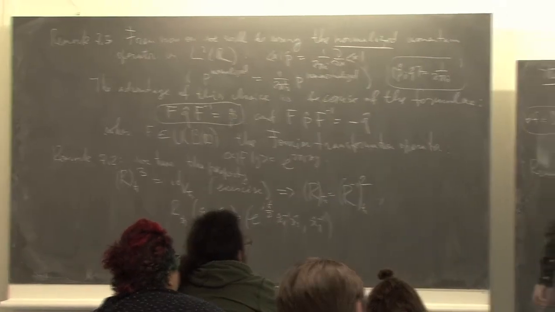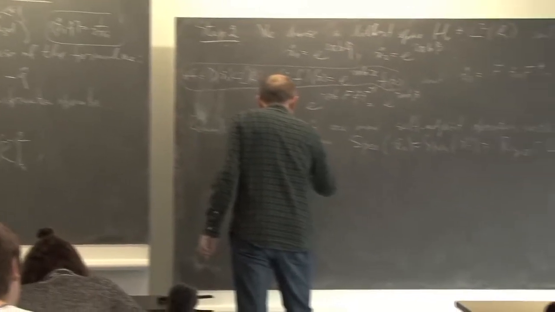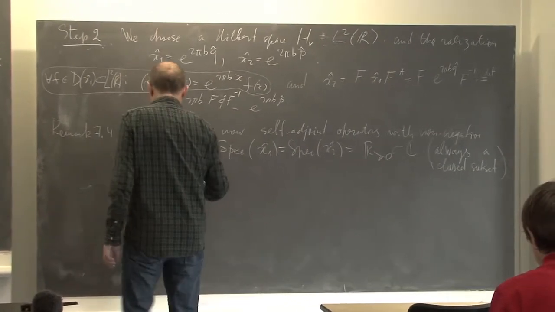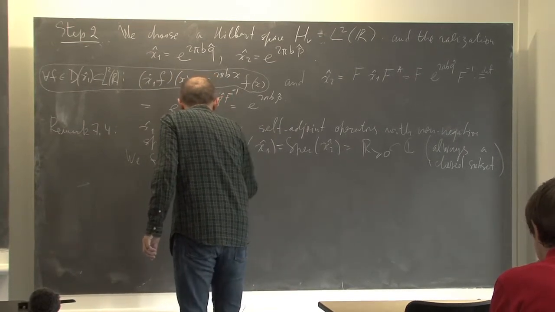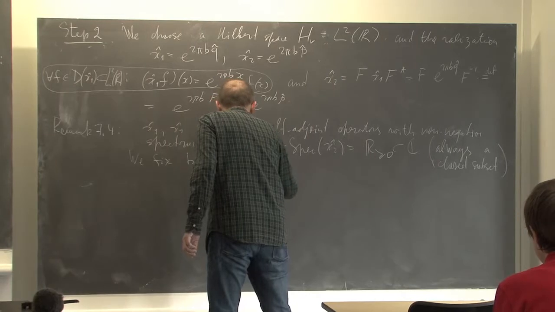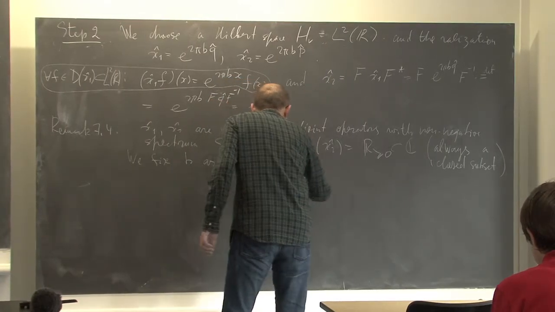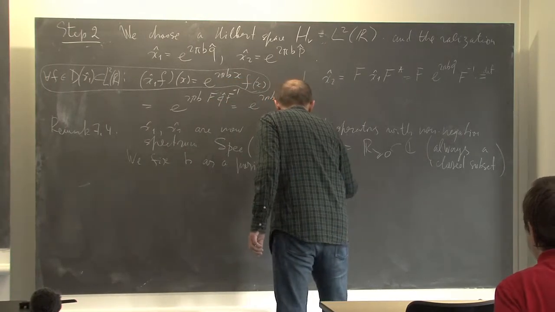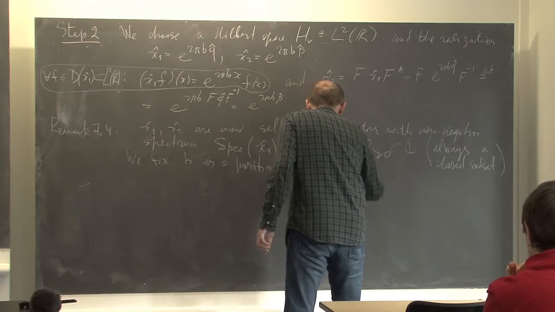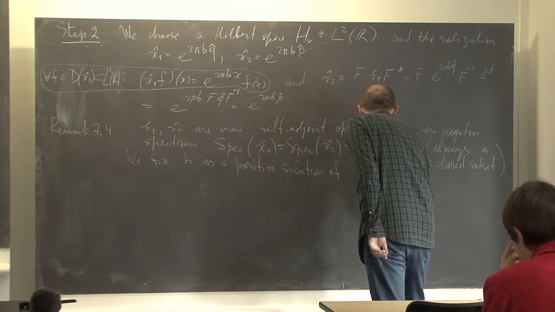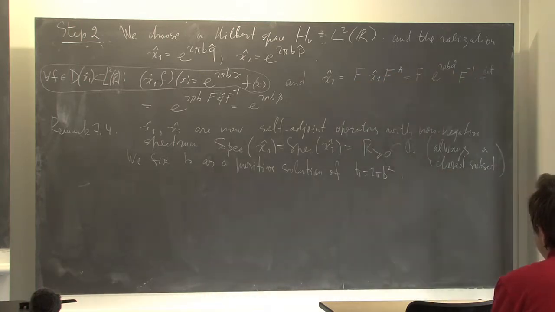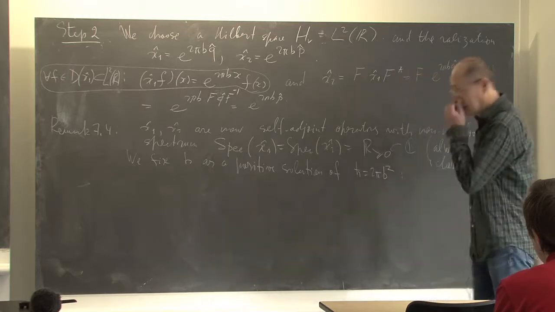And so we fix b as a positive solution of the equation h bar equals 2 pi b squared. So saying differently, it's the square root of h bar over 2 pi. But why is it so?